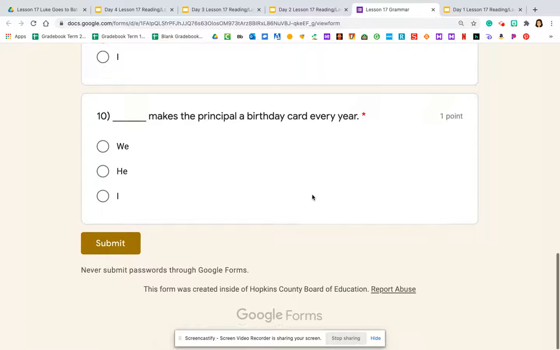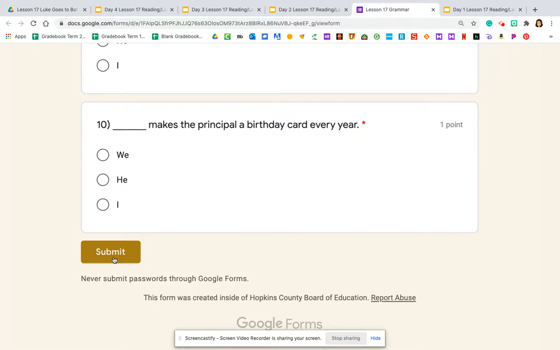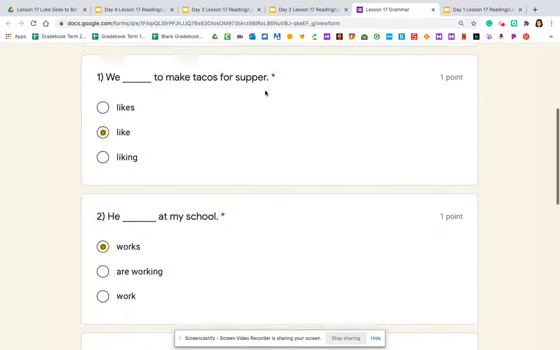And then when you're all the way done, you go all the way down and click submit, and that'll show you your answer. Good luck!